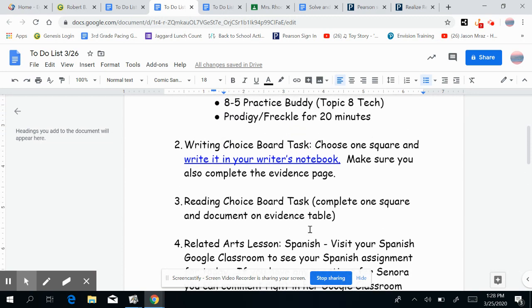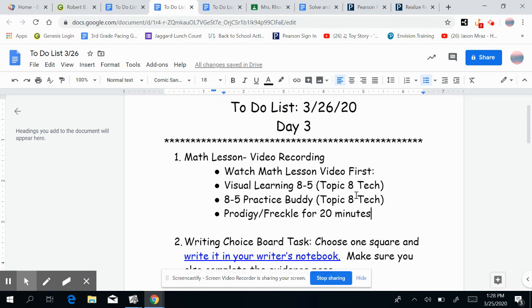Okay, so those are your tasks for today. I might change this. You can do tech as well. So you can do any of those tech games under the topic 8 tech. I'm definitely going to try and put up a rounding video or a rounding game that you guys can play to help you a little bit with rounding to the nearest 10.